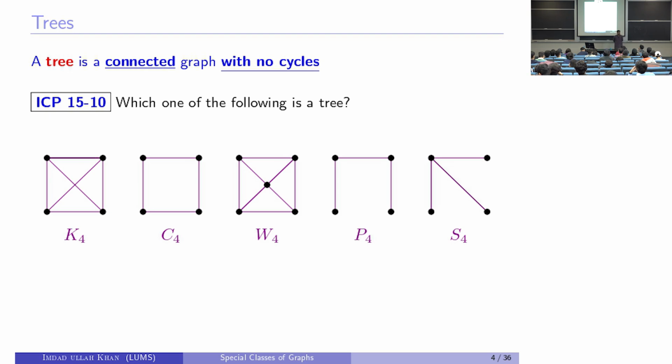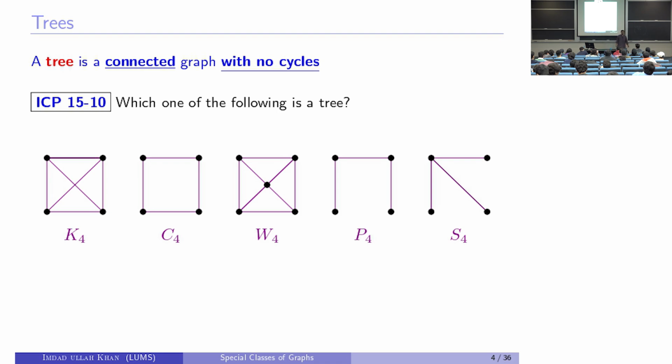Yeah, choose any 3 vertices, you will get a triangle, and choose the 4 vertices, you actually get K4, right? Many ways to find a cycle. Is C4 a tree? No. Why not? There is a cycle. It is a cycle, right? It is a cycle, so it has a cycle.